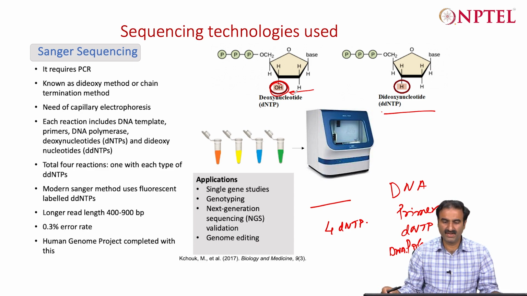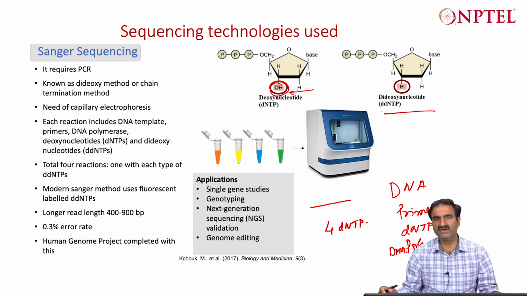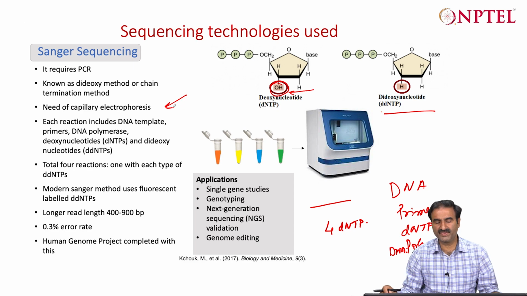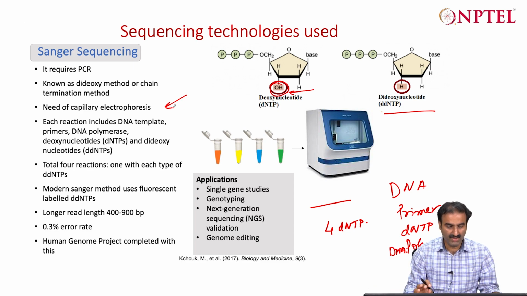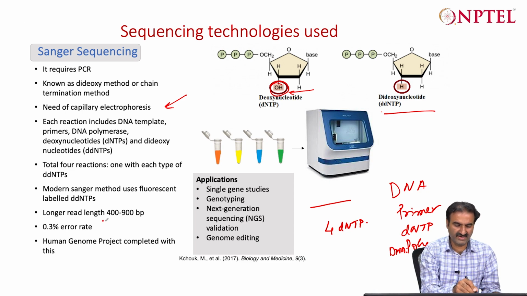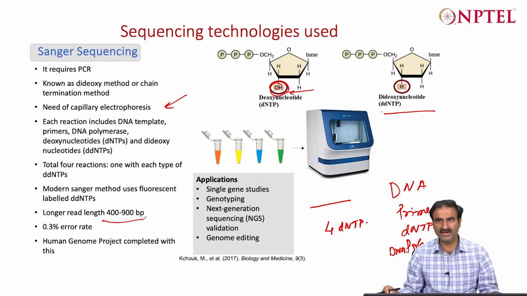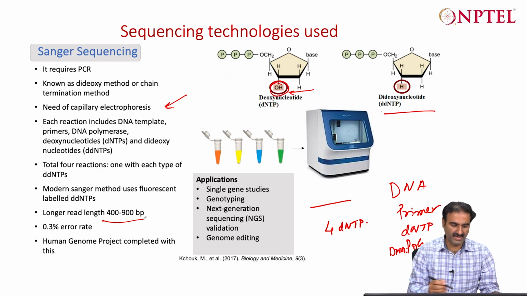So it generates a library of multiple fragments because of the random insertion of different dideoxynucleotides into the sequence. It requires a DNA primer, dNTPs, DNA polymerase, and a sequencer which does capillary electrophoresis later to separate the fragments that you have generated. This generates a decent length of 400 to almost 1000 base pairs, and the average length that you get is like 700 to 800 base pairs, which is reasonably good for identification of a gene or a molecular marker. It has a very low error rate, and it played a very important role in the human genome sequencing.